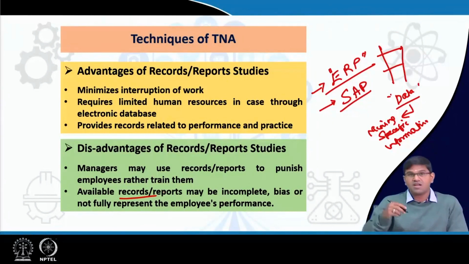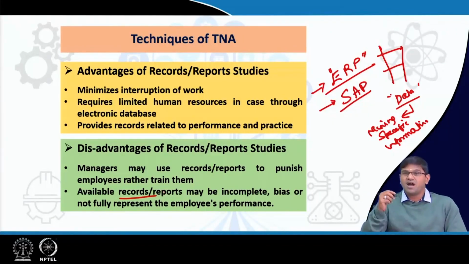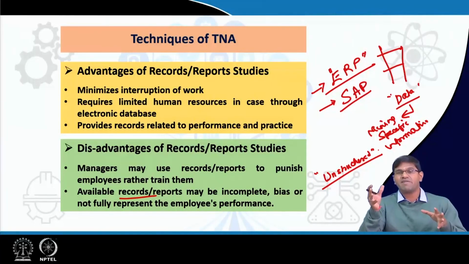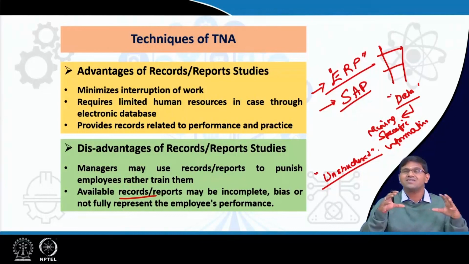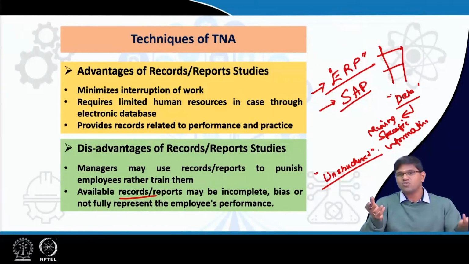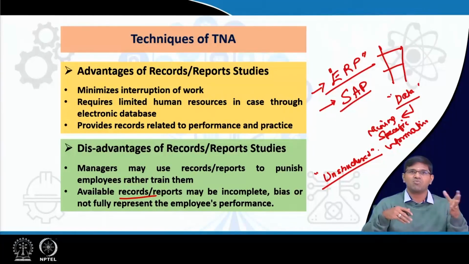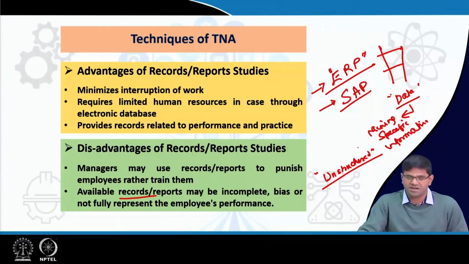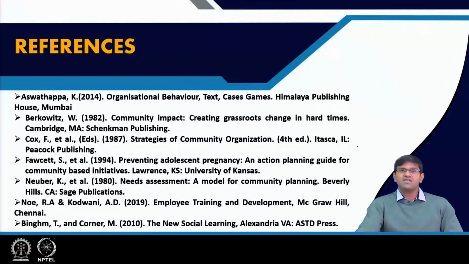Available records and reports may be incomplete, or sometimes the information provided is unstructured in nature, with multiple pieces of information available that are not in a structured manner. Cluttered information is also one of the disadvantages of looking at reports and records. Sometimes the information is also not adequate enough to conclusively decide that this is the need for conducting a training program.